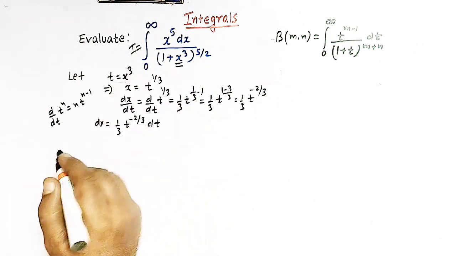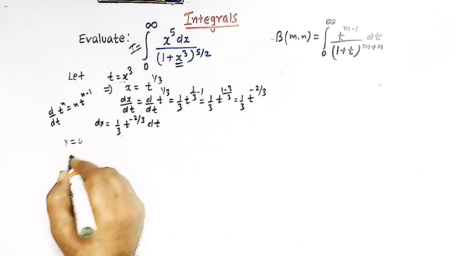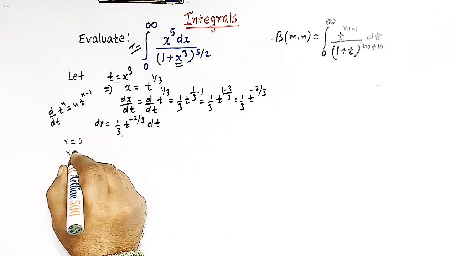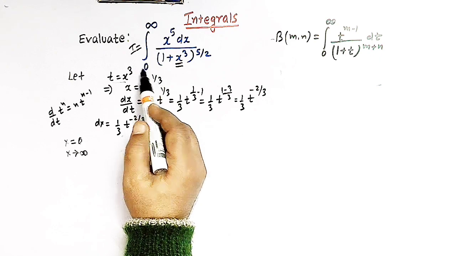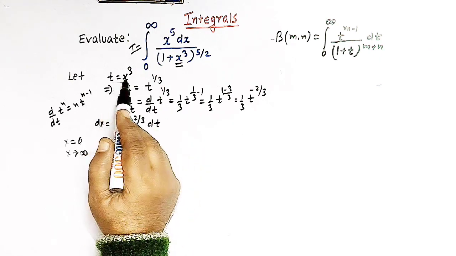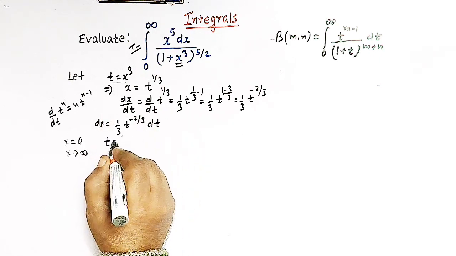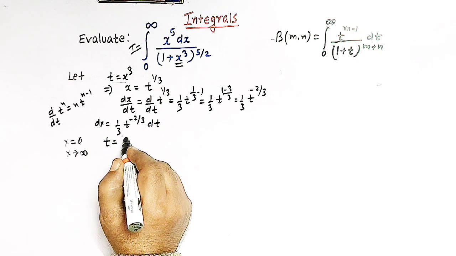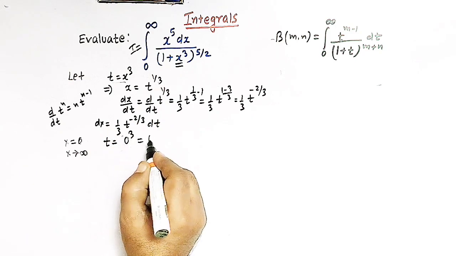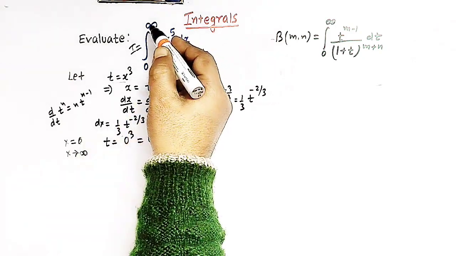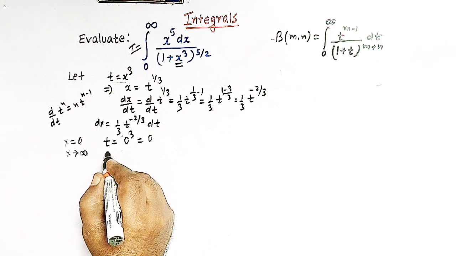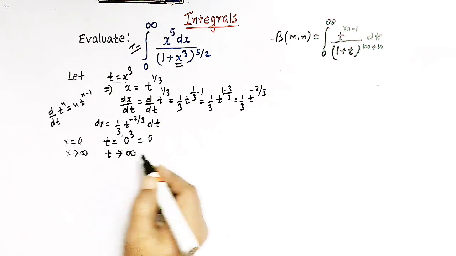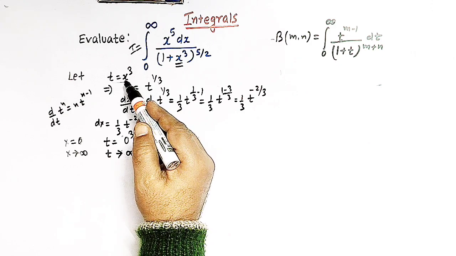So here x varies from 0 to infinity. So when x is 0, 0 is the lower limit. The value of t can be obtained from this relation. So we have 0 cube, that is 0, and when x tends to infinity, that is the upper limit, then t also tends to infinity due to this result.